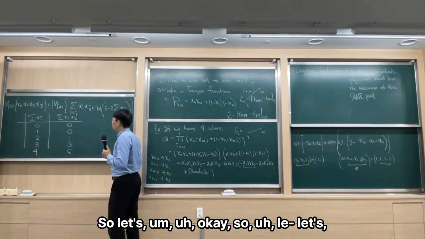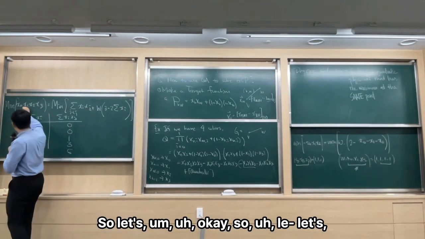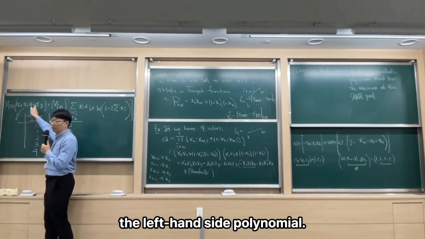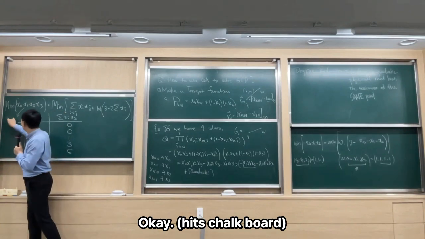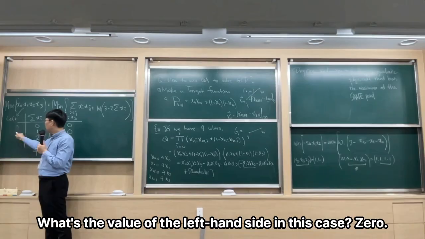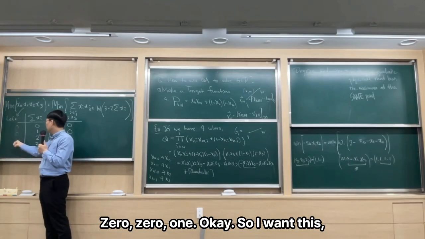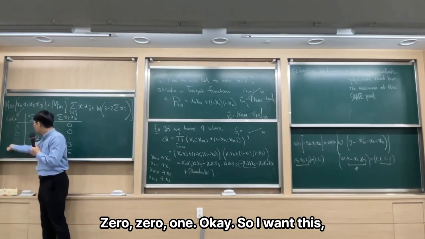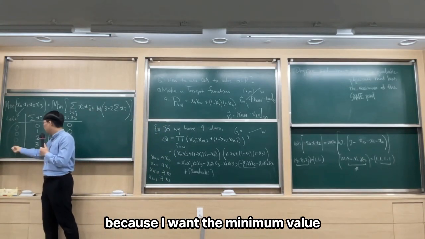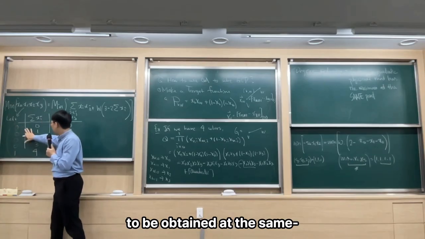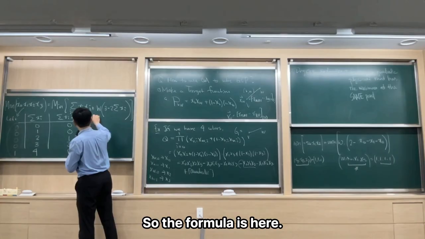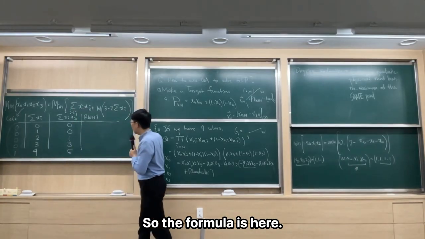So let's think about the value of this polynomial, the left-hand side polynomial. What's the value of the left-hand side? 0. What's the value of the left-hand side in this case? 0. 0, 0, 1. Okay. So I don't really care about what happens here, because I want the minimum value to be attained at the same case for the right-hand side. So let's think about the right-hand side, right here.